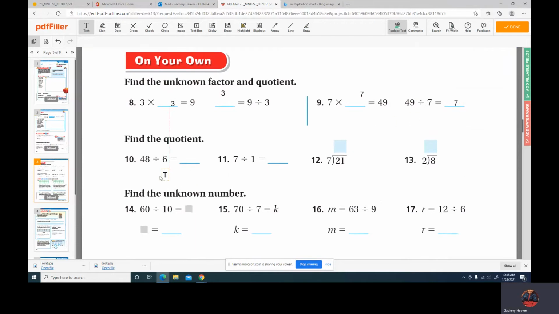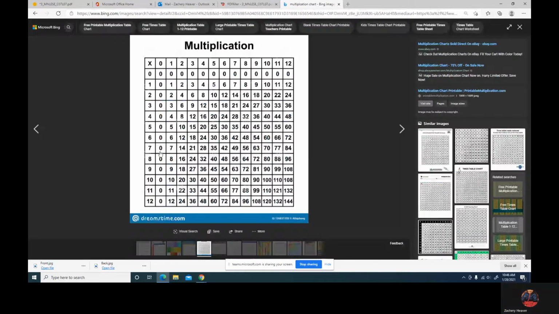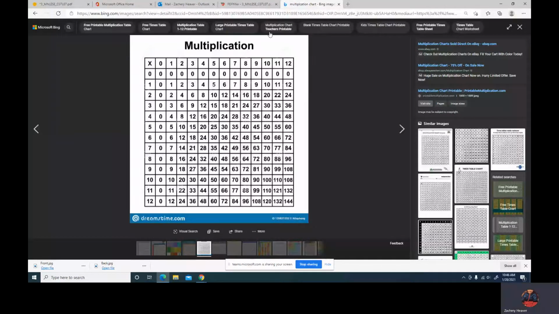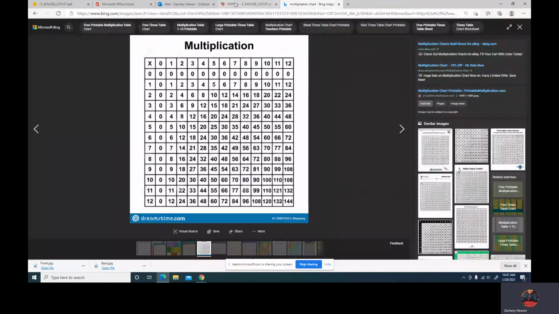48 divided by 6. Well, let's go to our chart. Here's 6. Let's find 48. And we go over, 8. 7 divided by 1, you guys should know that. Anything divided by 1 is itself, 7. 21 divided by 7, find 7, go to 21, go over. It is 3. 8 divided by 2, find 2, go down to 8, over. It is 4.